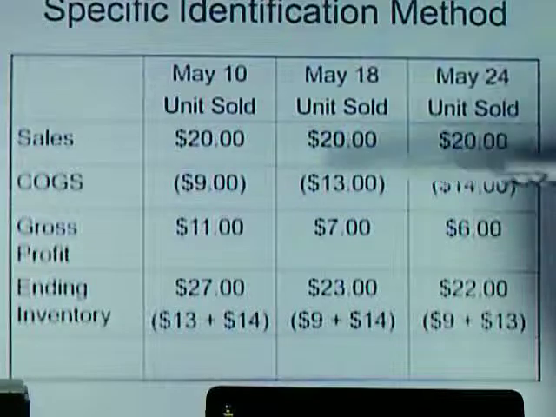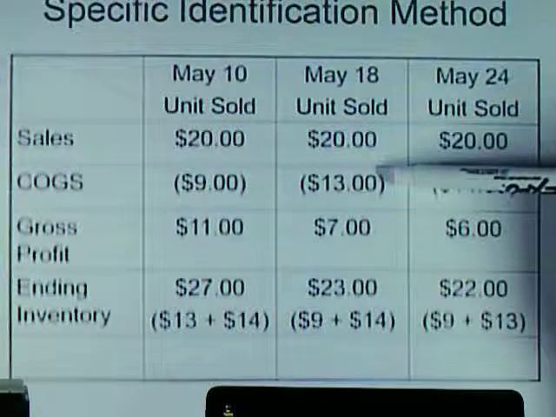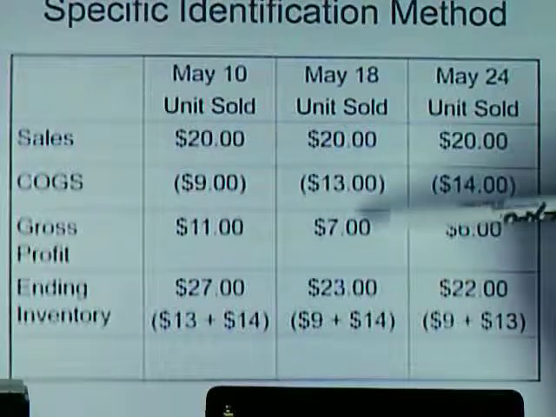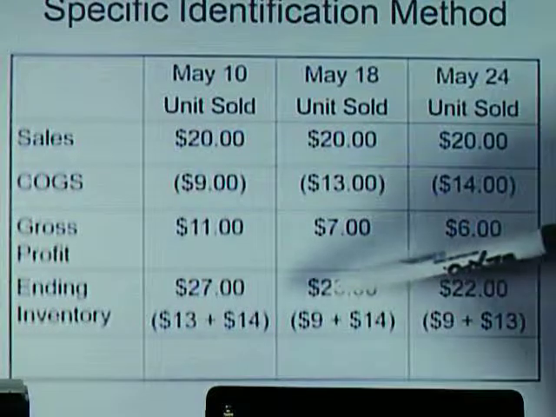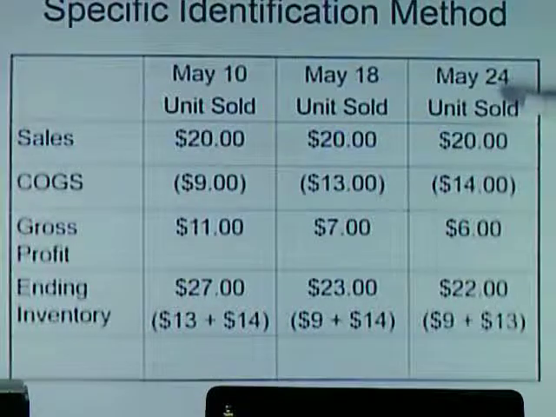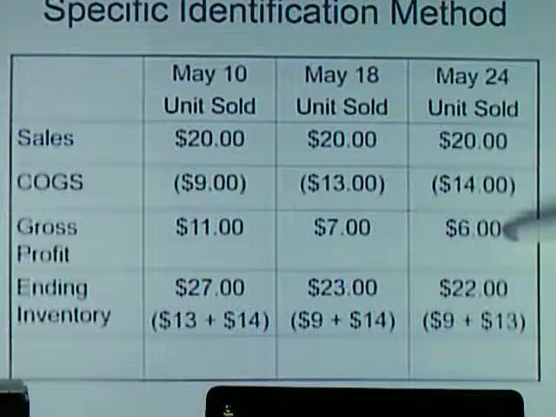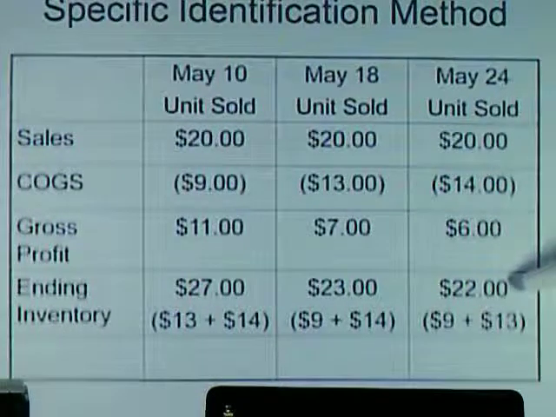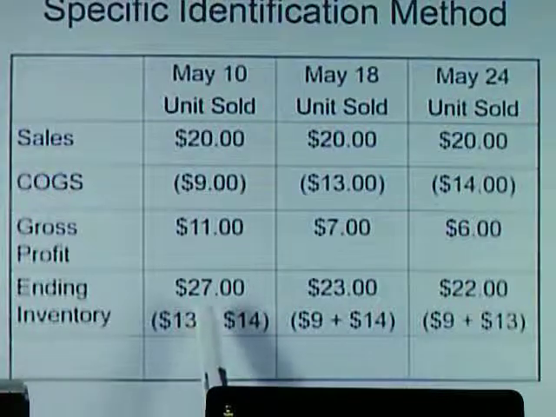On May 18th, if I sold that unit that I purchased, my sales would still be $20. My cost of goods sold is now $13. My gross profit is now $7. And my ending inventory is $23, made up of the $9 unit and the $14 unit. And if I sold the item that I bought on May 24th, my sales are still $20, my cost of goods sold is now $14, my gross profit is $6, and my ending inventory is $22. You can see across the board that the gross profit is going to be different for each item that is sold, along with the ending inventory values being different.